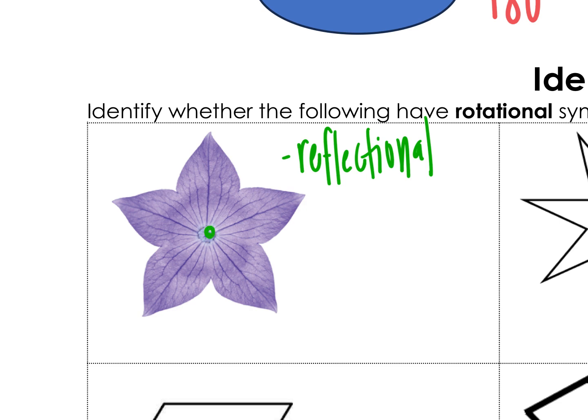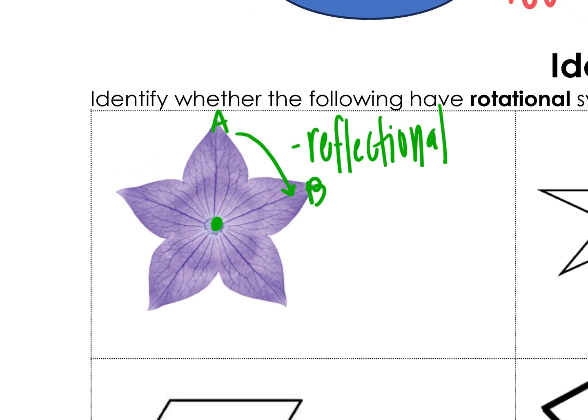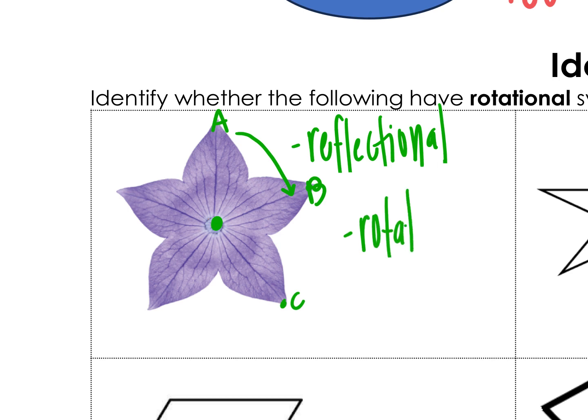Next, check for rotational symmetry. Could you rotate this flower and have it land completely on top of itself? The answer is yes. You could fold from A to B. Oops, sorry, I'm trying to turn my image. You could fold from B to, we call this C, and the flower would land completely on top of itself. So this has rotational symmetry as well. It does not have point symmetry.